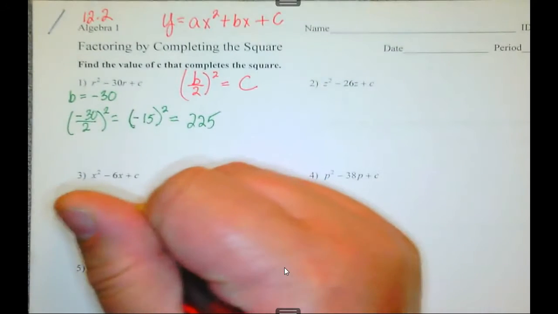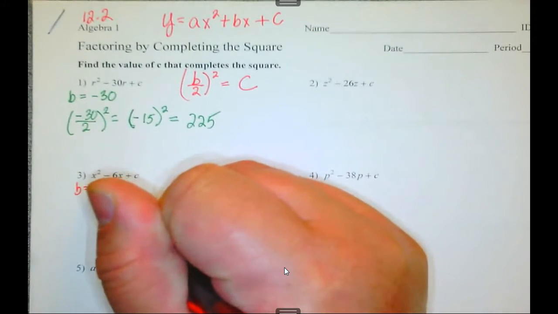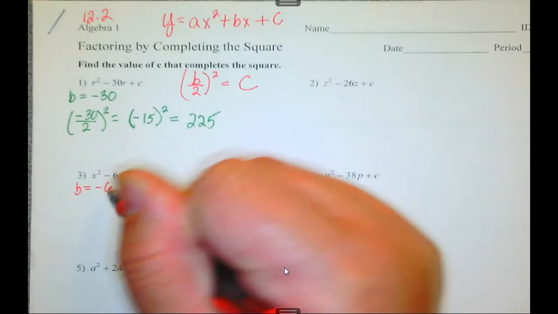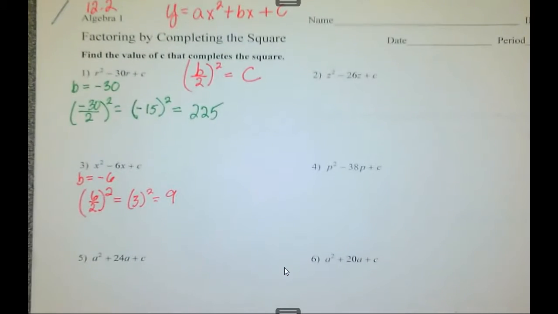Okay, what about number 3? What's my b? Negative 6, so I'm not even going to worry about the negative sign. I'm going to take 6 divided by 2, square it, 3 squared, which is 9. That equals c.